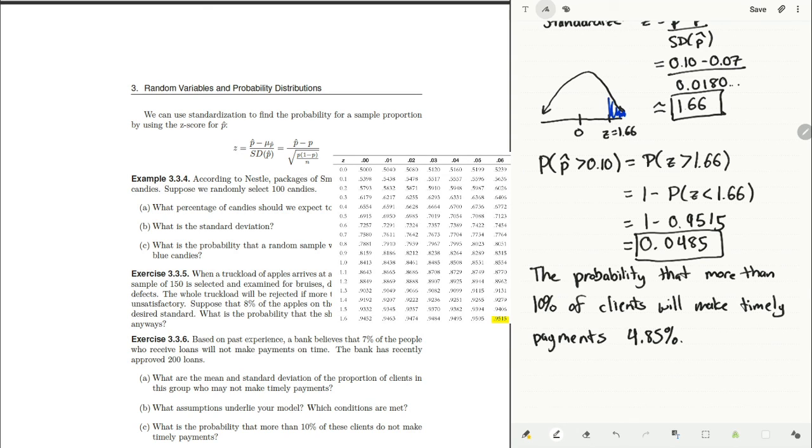And so this will conclude our lesson for this video. In the next video, we will talk about the central limit theorem, as well as the sampling distribution model for means.